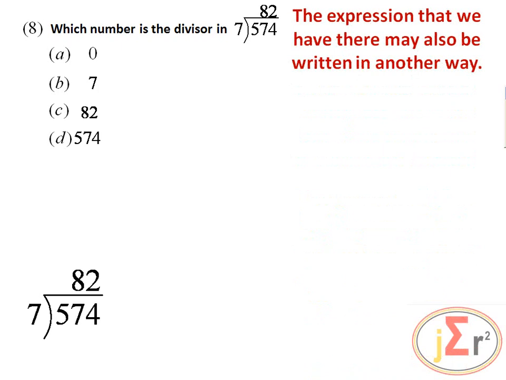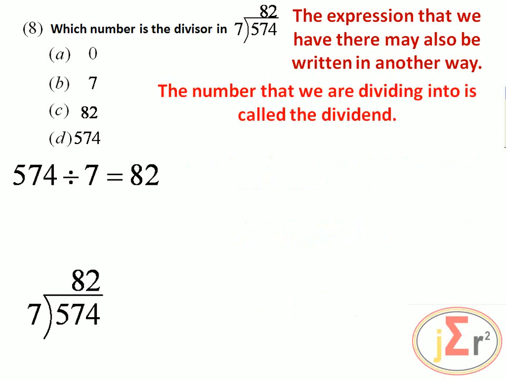So the expression that we have there may also be written in another way. 574 divided by 7, and the result is 82. The number that we are dividing into is called the dividend. So the number that we are dividing into is the dividend.